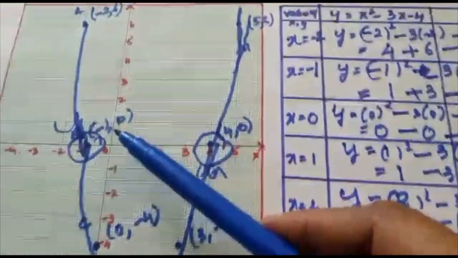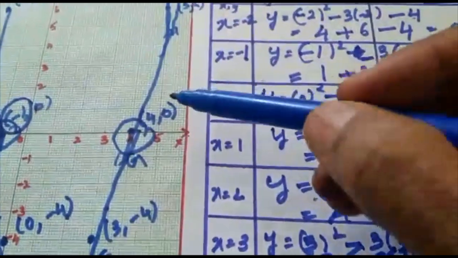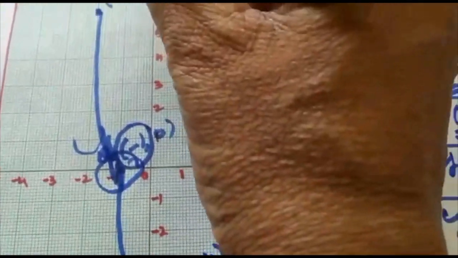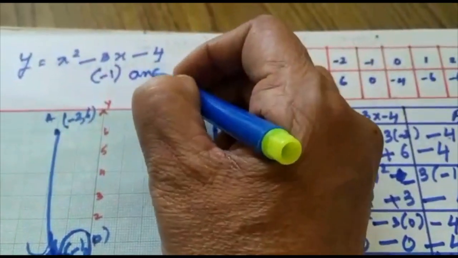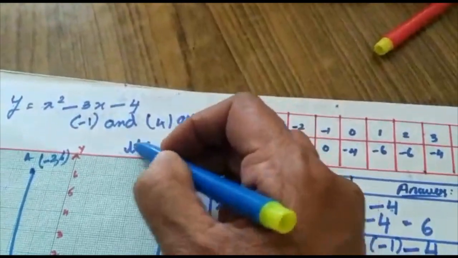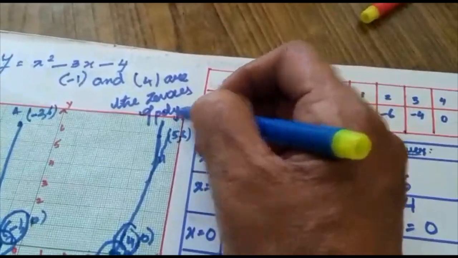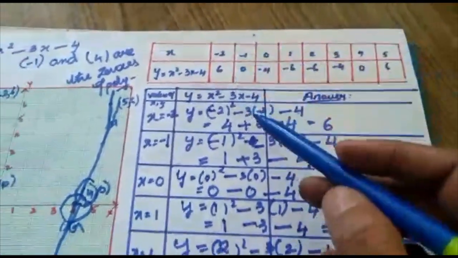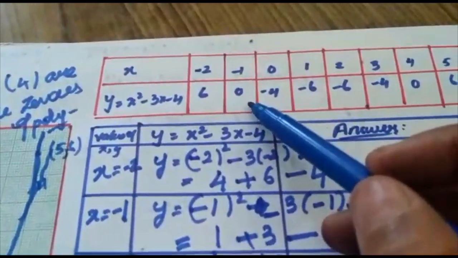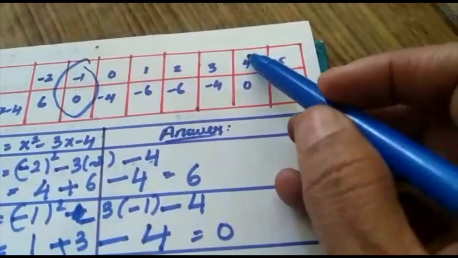Now what are all the zeros of the polynomial? Can you say what is the x coordinate over here? Minus 1. What is the x coordinate over here? 4. So what is my answer? Minus 1 and 4 are the zeros of the polynomial. So here also you can see. So in general you can say whenever the y coordinate is 0. So where are the y coordinates 0? This point, this coordinate. And here also y coordinate is 0.